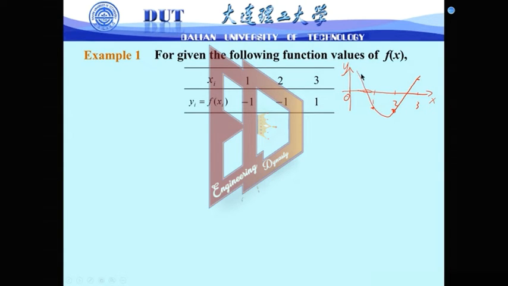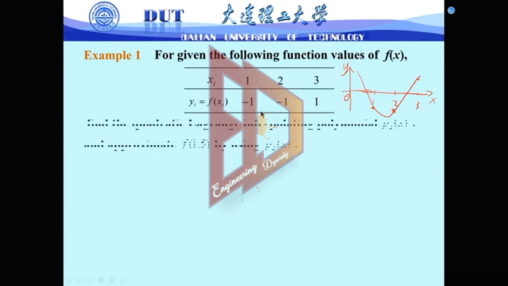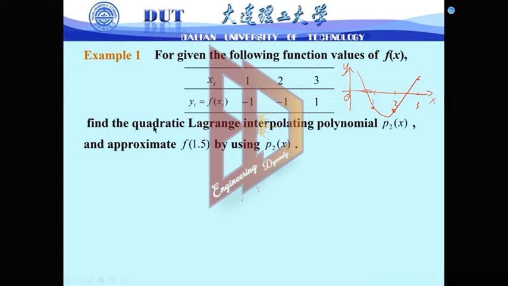Now, we don't solve the linear system at the beginning. We can directly write the function. Because there are 3 nodes, the number of nodes minus 1 is the degree of the polynomial, so a quadratic polynomial denoted by P2(x). If we find P2(x), then we can approximate the function value of f at 1.5 by using P2(x).